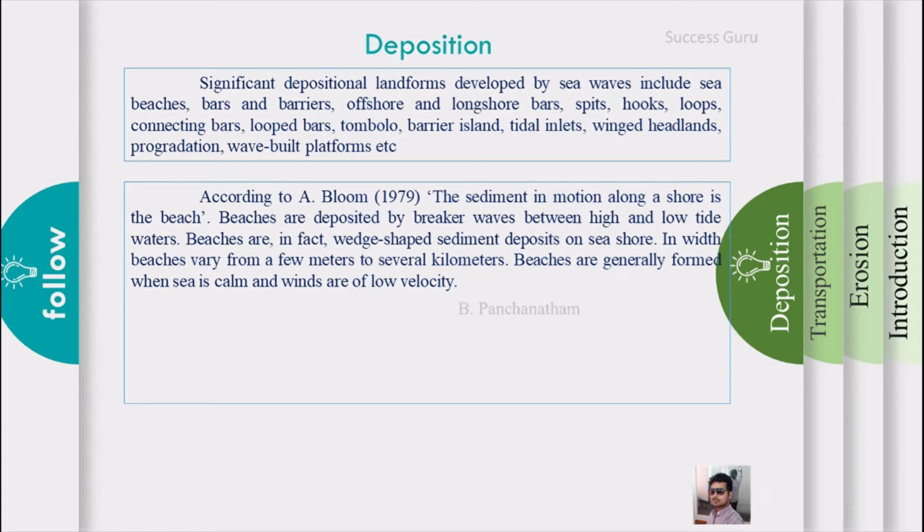High and low tide water. Beaches are in fact wedge-shaped sediment deposits on the seashore. In width, the beach varies from a few meters to several kilometers. Beaches are generally formed when the sea is calm and the winds are of low velocity.